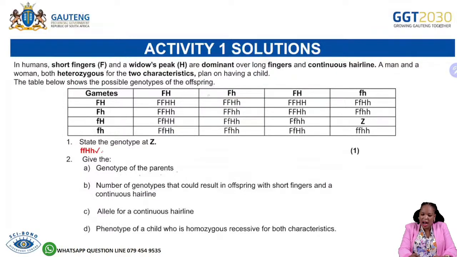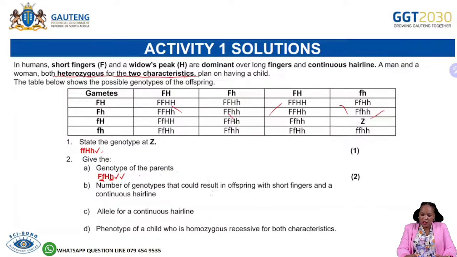So how were the parents looking? Remember, they said both heterozygous for the two characteristics. These are our parents. So our parents are heterozygous for short fingers, heterozygous for widow's peak. Hence, we were able to get these types of offspring that we got here.